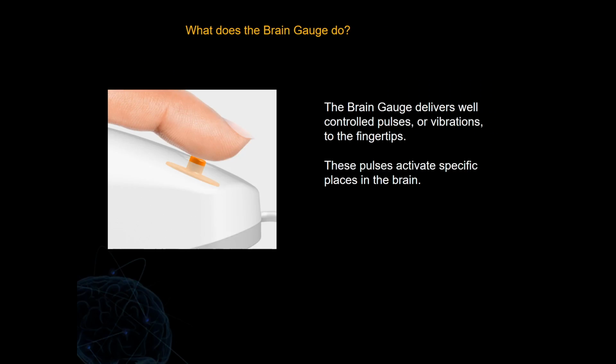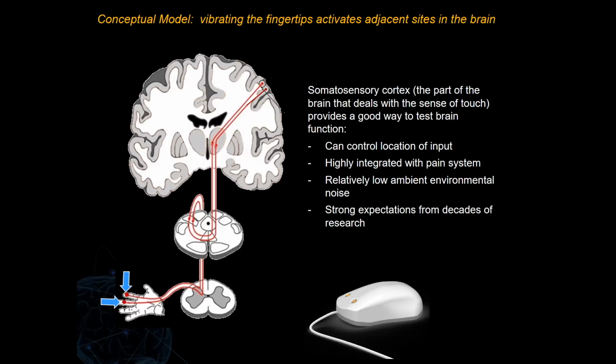And what does the brain gauge do? Well, the brain gauge does exactly what the computer tells it to do, and in our case, it delivers well-controlled pulses or vibrations to the fingertips. These pulses activate specific places in the brain. And let's go to the next slide.